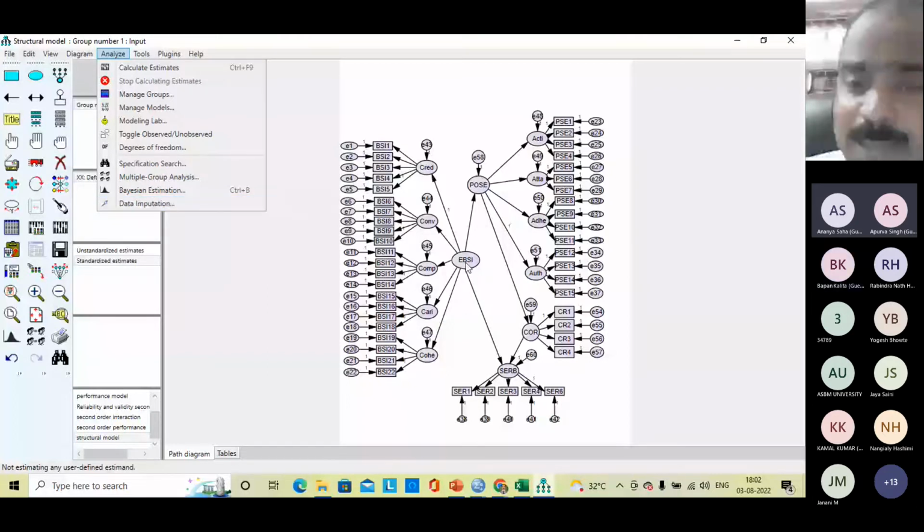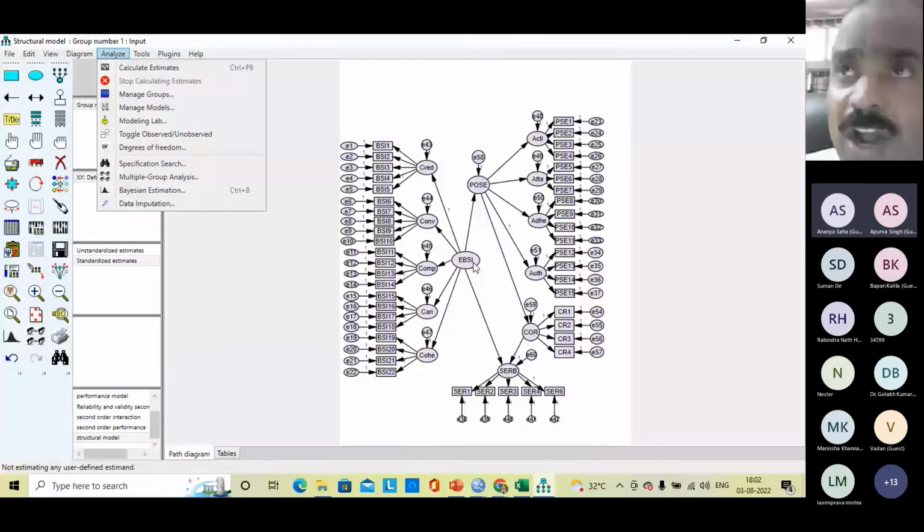Are you looking at my screen? My screen is visible to you? Yes, sir. A single column in a separate SPSS sheet will be automatically created for EBSC. On the same sheet, if you are doing simultaneously, another column of data will be created for POSC. Now, how many columns of data are you having for EBSC? 22 columns of data. Bapan sir, are you getting my point? Yes, sir.